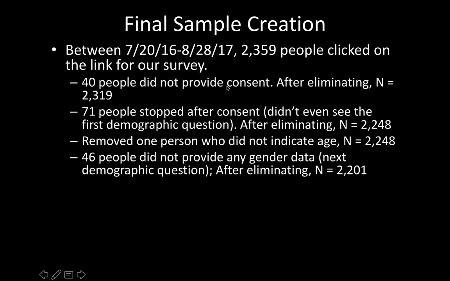So 40 of those people didn't provide consent. 71 people, in addition to those, stopped answering questions after the consent. So they maybe clicked yes on the consent and then closed the whole thing. There was one person who didn't indicate age, and so the survey actually stopped them, so they're gone. And there were 46 people who didn't answer anything to gender. They didn't see the questions, and that was the very next demographic question, so they didn't go on in the survey. So we eliminated them, and we're ending up with 2,201 in the final sample.